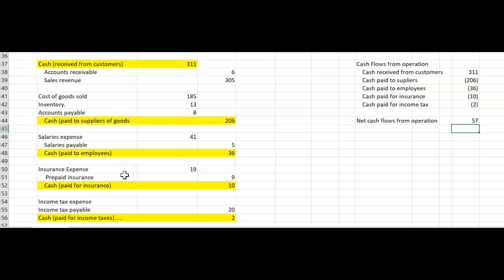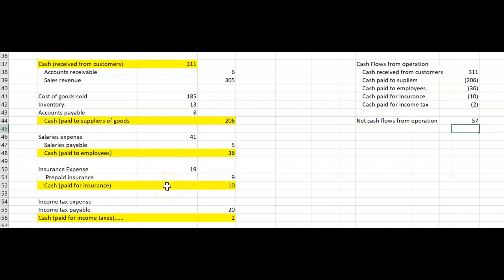For insurance expense, we would look at the insurance expense on the income statement and the prepaid insurance on the statement of cash flows using the indirect method. The insurance expense is debited for 19. Prepaid insurance actually decreased by 9, so that would be a credit. So cash paid for insurance is $10.